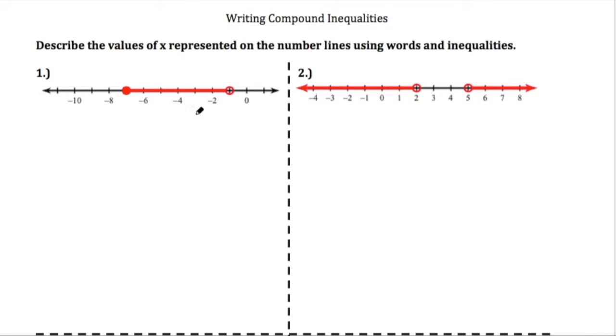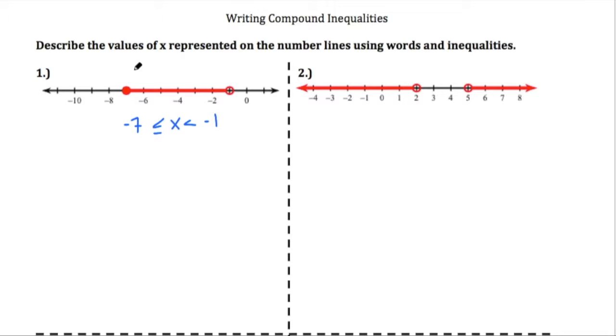So we know that x is somewhere in between here, so x must be bigger than or equal to, and it's greater than or equal to because this is a solid, filled-in circle, -7 on the low side, and it must be less than -1 on the high side.